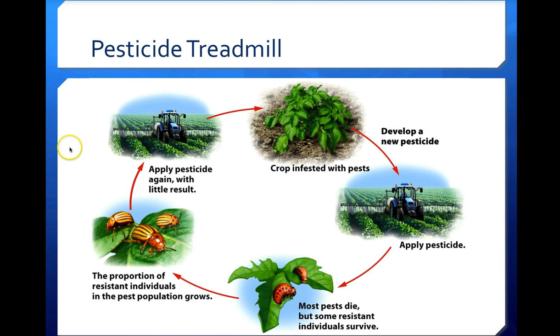They pass their resistance on to their offspring, and so the proportion of resistant individuals continues to grow as the pest population grows. So that means the next time the farmer applies his pesticide, there's going to be less of a result and less of an effect. So not as many of the pests are going to be killed off. The end result is that we have a crop that's infested with pests, so we go on and develop a new pesticide, and the cycle begins again.